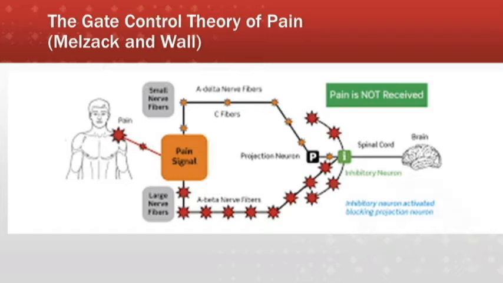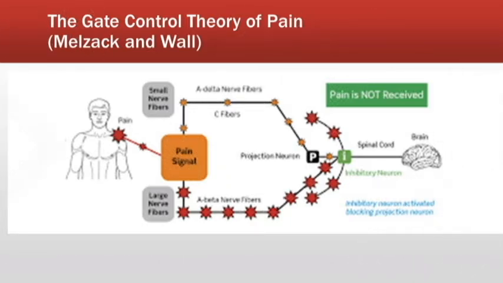So one of the things is input to the gate. Melzack and Wall suggested that a gate exists at the spinal cord level, which receives input from the following sources: peripheral nerves. So the site of injury, for example, the hand, sends information about pain, pressure, or heat to the gate. There's a descending central influences from the brain. The brain sends information related to the psychological state of the individual to the gate.